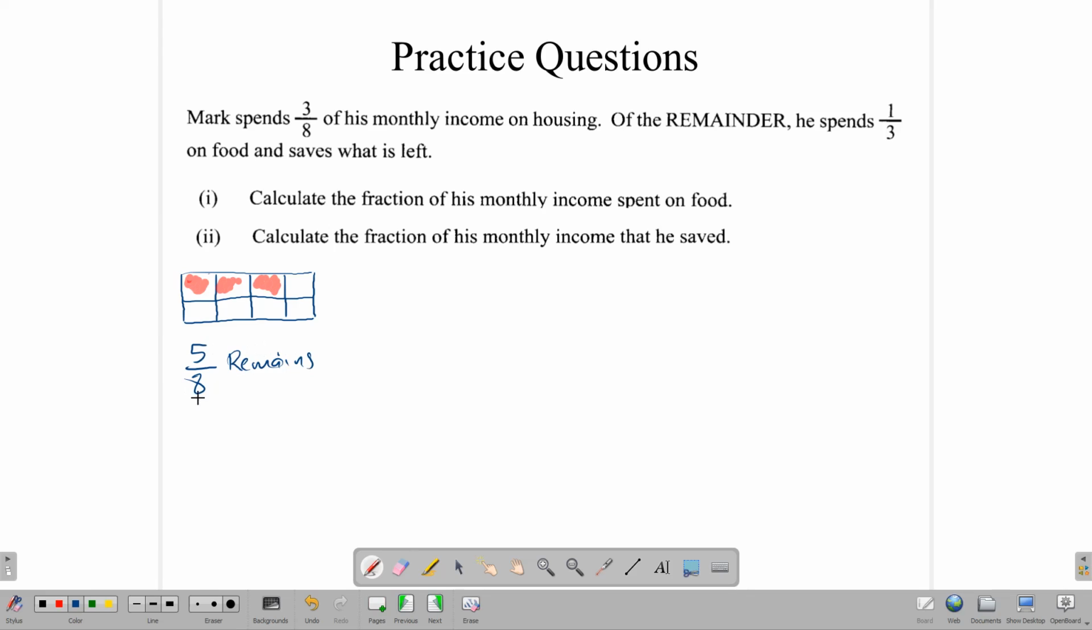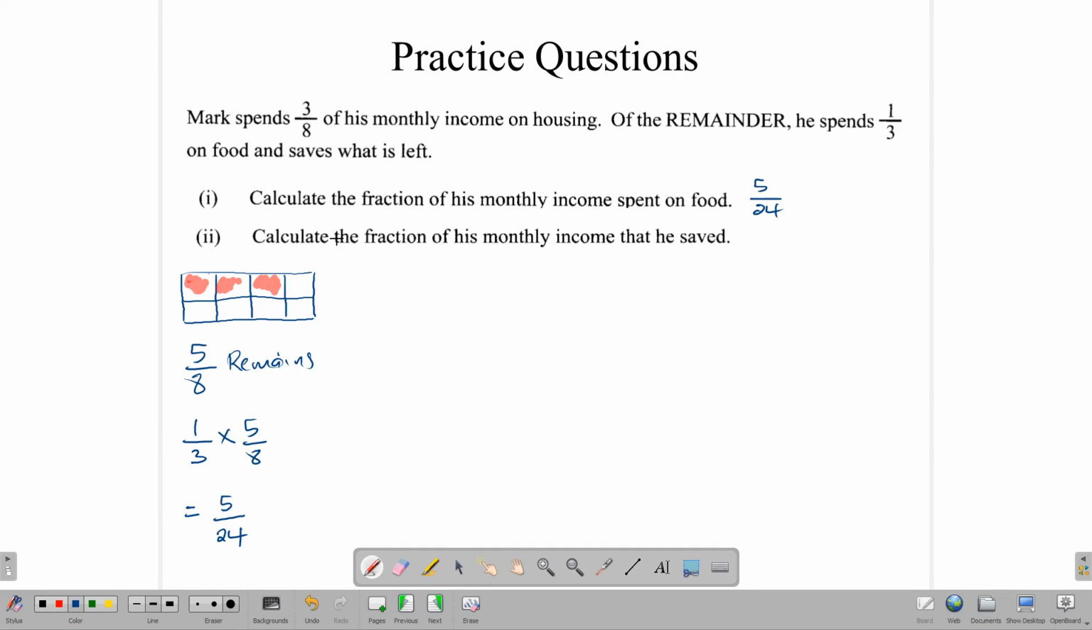Since we know that that is the amount that remains, we can calculate the fraction of his income spent on food. Now he spends 1/3 of the remainder on food. So we want to find 1/3 of 5/8, and that is multiplication. When we multiply 1/3 times 5/8, we get 5 times 1, that's 5, over 3 times 8, that's 24. So he spends 5/24 on food. Let's just write that. That's the fraction that he spends on food.